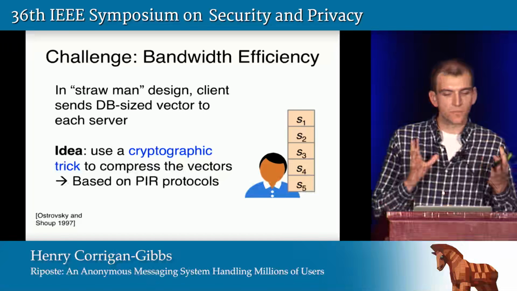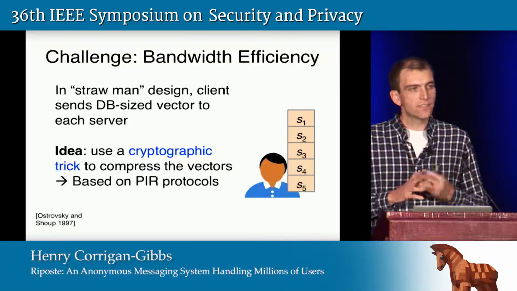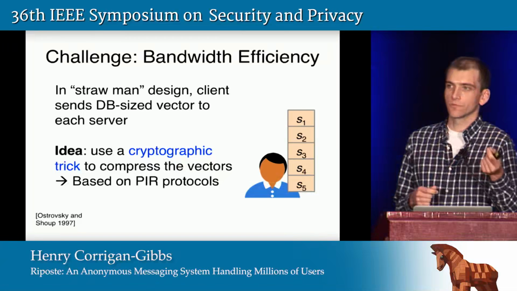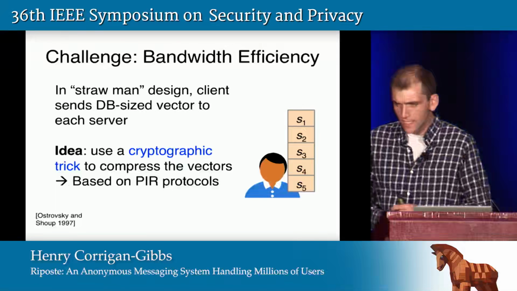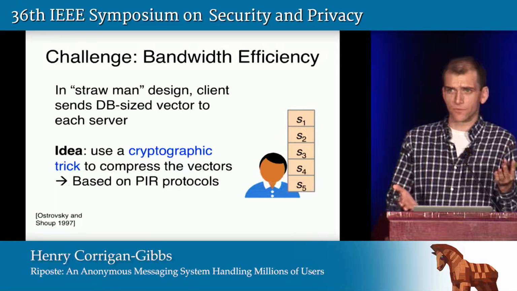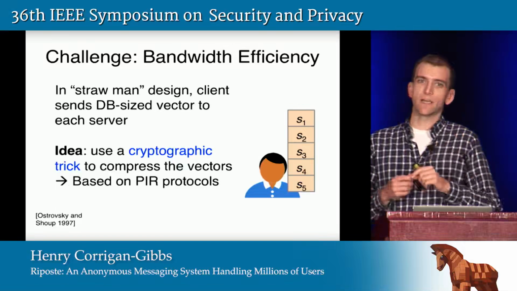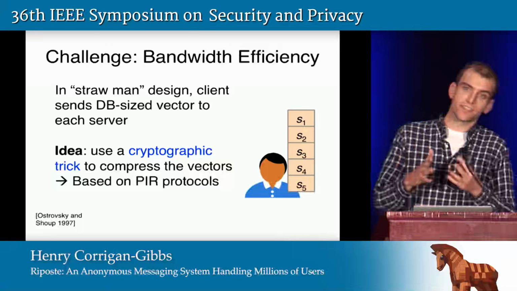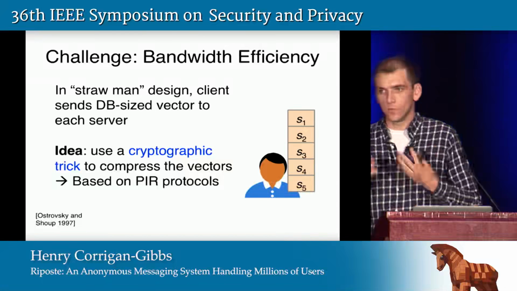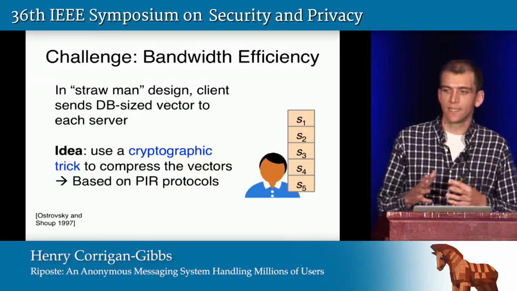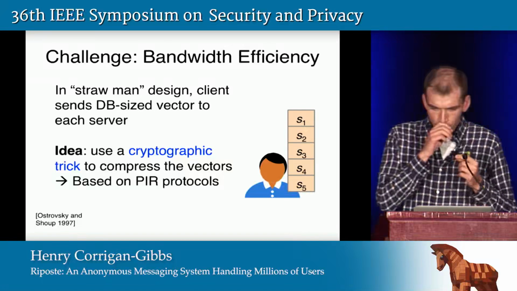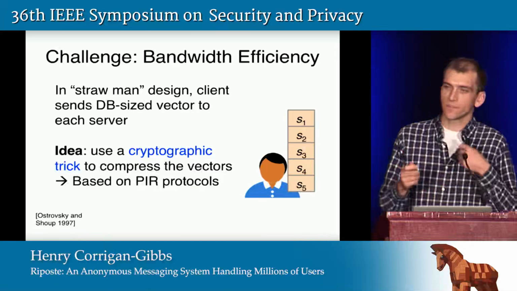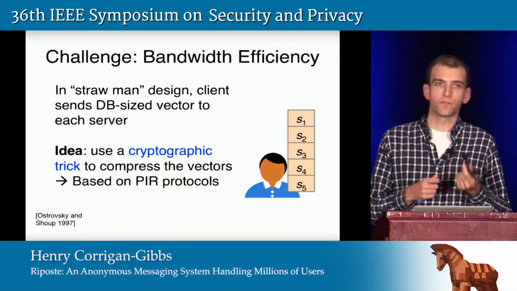In the first attempt solution I described, each client needs to send a database-sized vector to each of the servers just to make a single write request. So if the database is millions or billions of rows long, that means to write a single message, you have to send gigabytes of data to each of the servers. And if you have millions of users, this is not going to work. So what we do is we use a cryptographic trick to compress the vectors. So instead of sending database-sized vectors, you send much shorter vectors. And this trick is based on private information retrieval protocols.